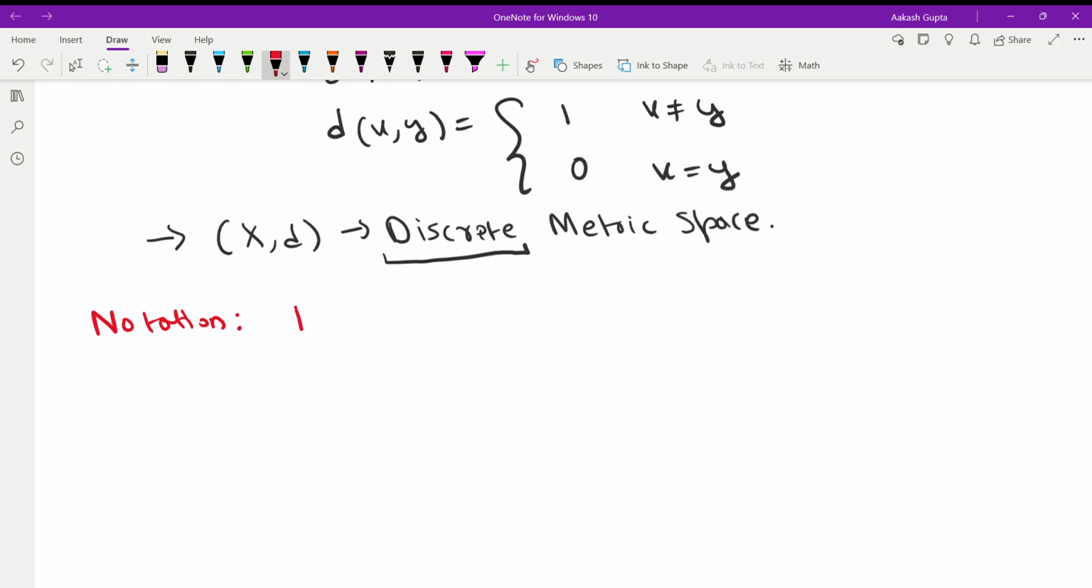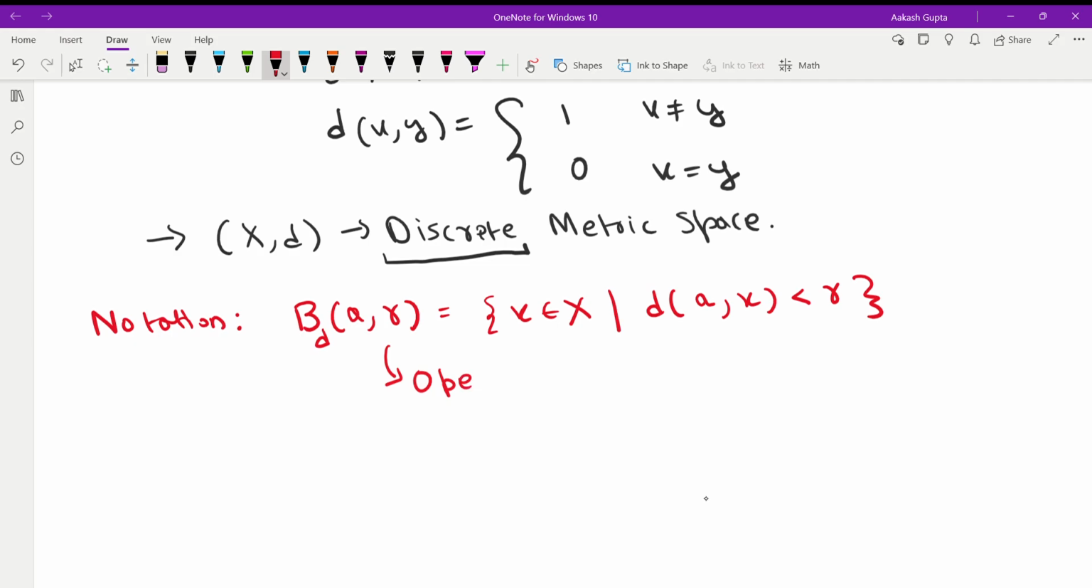Ball centered at a point with some radius. So B, A, comma R. Let us write D here. What I mean by this, I can avoid as well as this suffix D. So what I mean is, it is the collection of all x in capital X such that the distance of A and X is less than R.